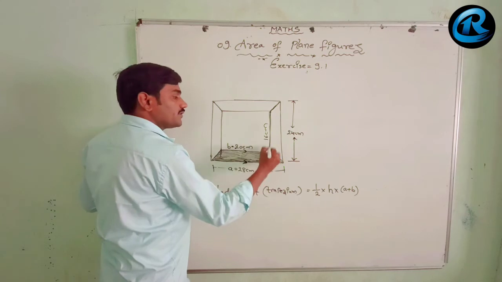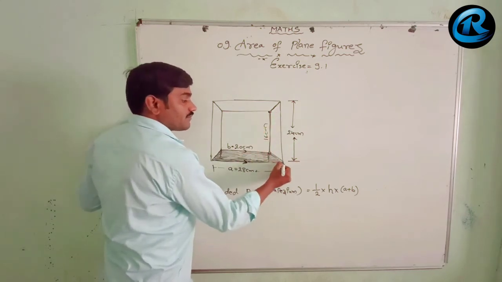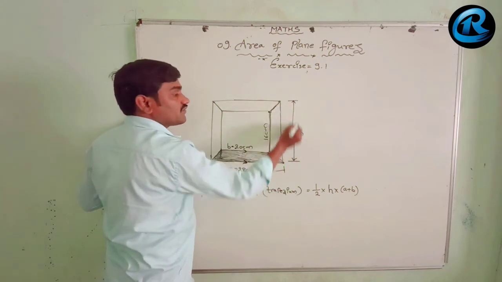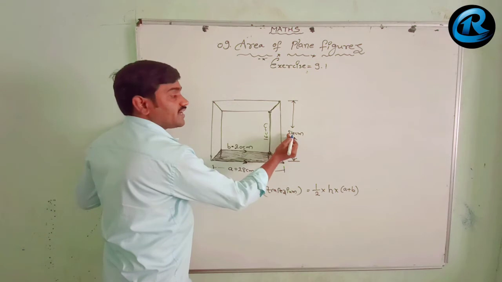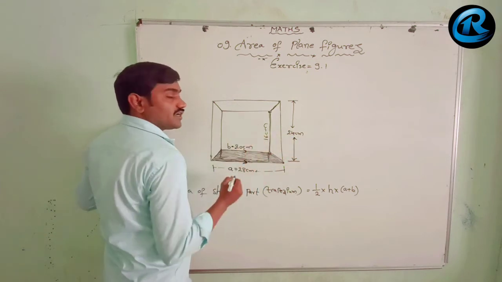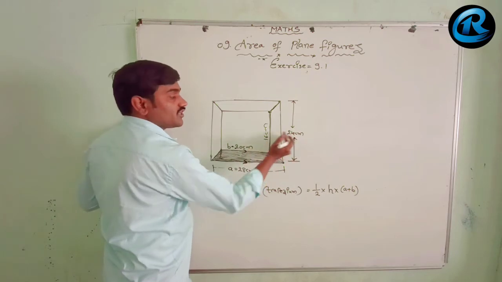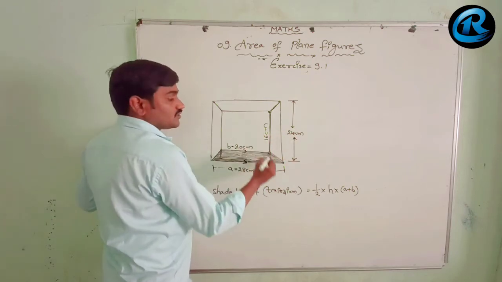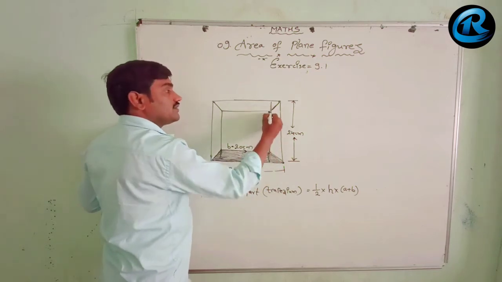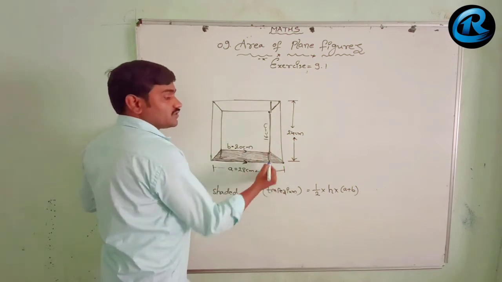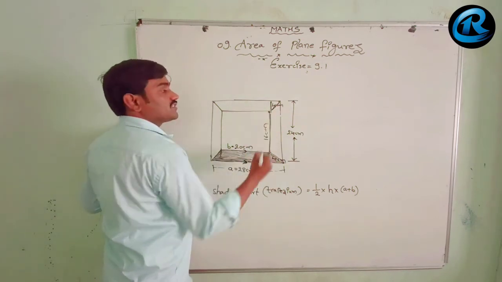See, from here to here it is 16 centimeters. Now from here to here the outer dimension is 24 centimeters. What is the difference between the inner dimension breadth and the outer dimension breadth? The difference is 24 minus 16, which is 8. So the shaded part is equal on both sides, so here it will be 4 centimeters and here it will also be 4 centimeters.